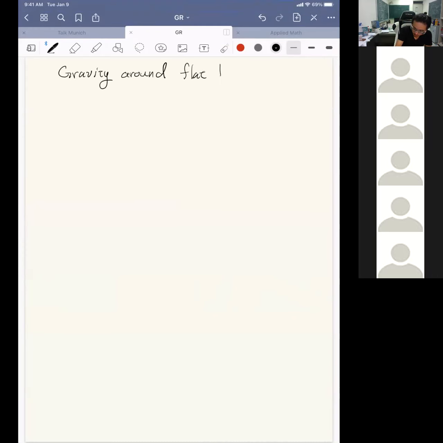Of course, everything I did here, you can do on a curved background. In other words, you can do the same thing, for example, around black hole backgrounds, and this corresponds to perturbations around a black hole. Just to set up the discussion, we'll first start with perturbations around the flat background. So we start, of course, with the Einstein-Hilbert action.